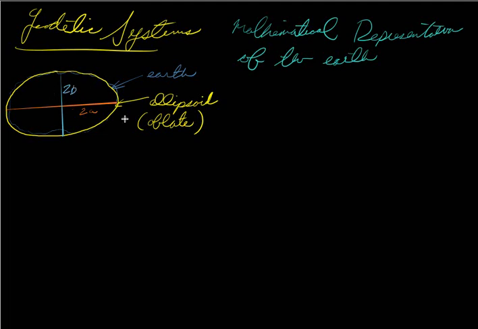Okay, so with an oblate ellipsoid, 2a is greater than 2b. Or if you divide both sides by 2, a is greater than b. Right, so these are the two axes of an ellipsoid.